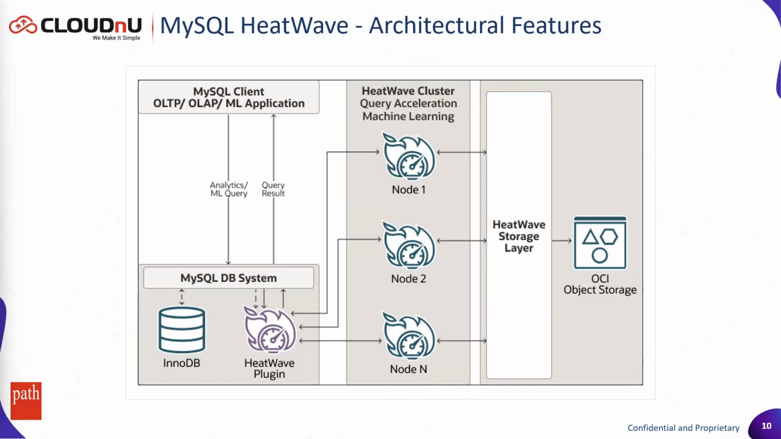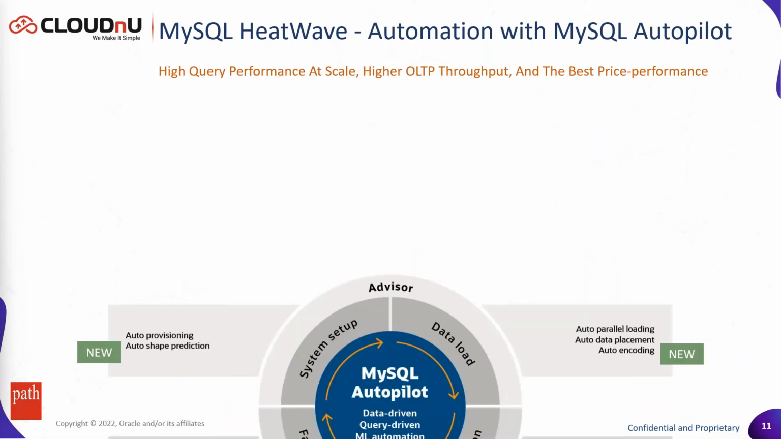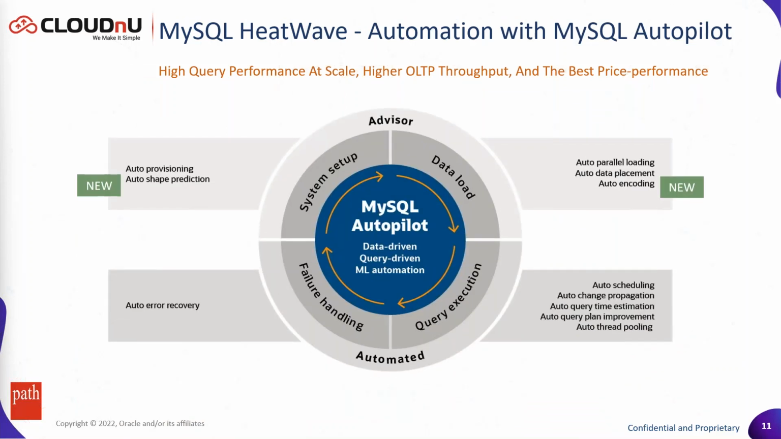That's a backup. Why? In case something happens to one of the nodes. If there's a problem with one of the nodes, MySQL HeatWave quietly replaces that node with the data that is stored in object storage, and everything is fine. You don't even notice it. Now, to do all these wonderful activities and functions quietly in the background, we use something called MySQL Autopilot.